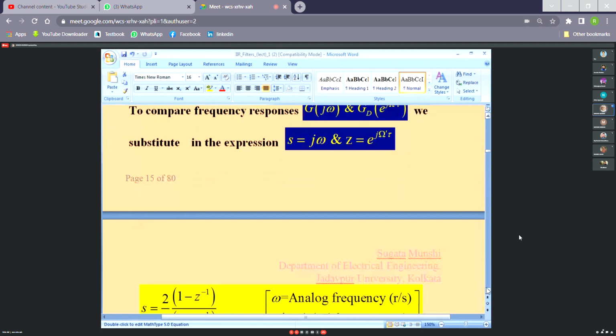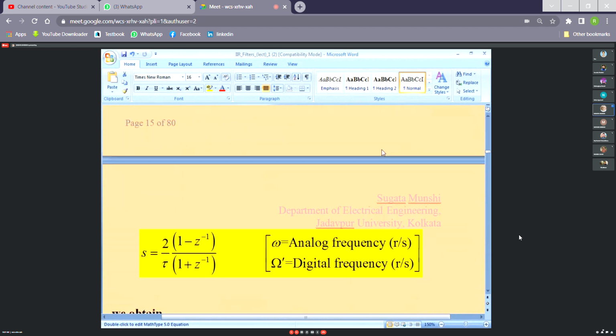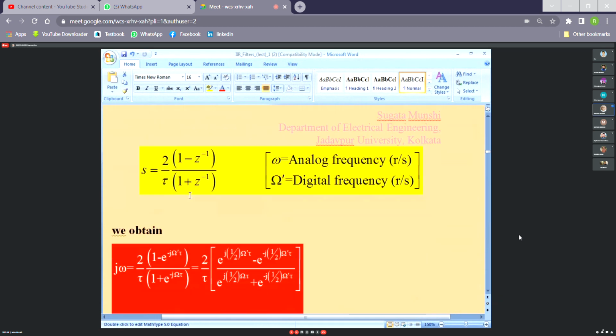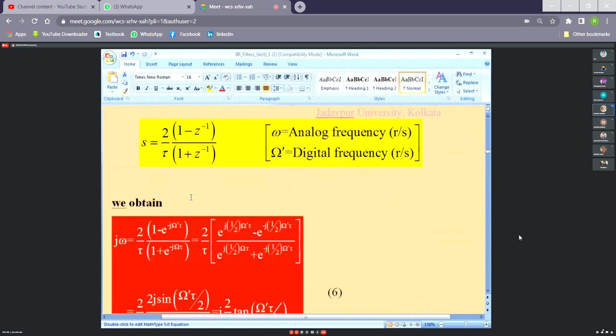Now in the expression relating S and Z, you replace S with j small omega and Z with e to the power j capital omega prime tau. This was the relation. On making those substitutions, what you get is written here in equation 6. jω is 2 by tau times (1 minus e to the power minus jΩ'τ) divided by (1 plus e to the power minus jΩ'τ). Here there is a mistake; it should be capital omega prime.